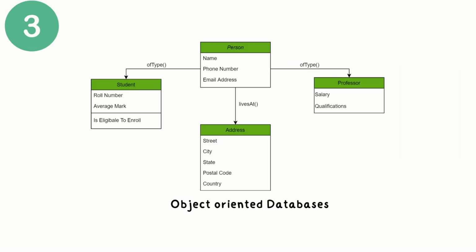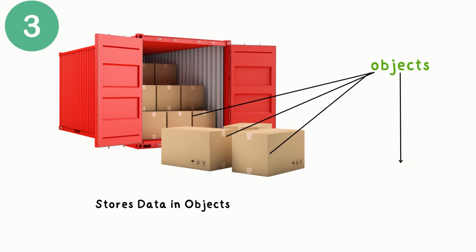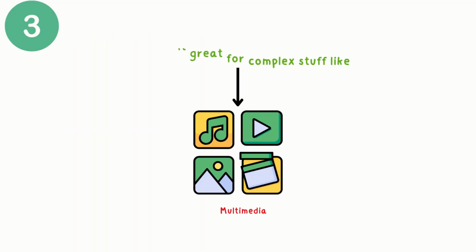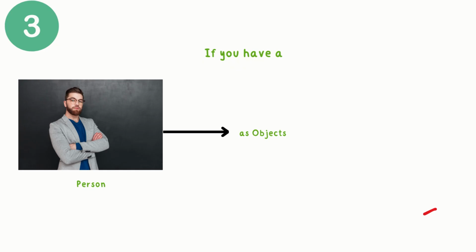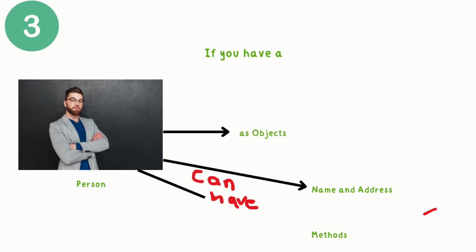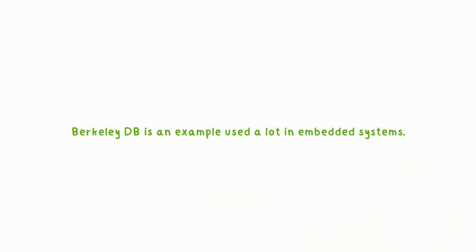Next, object-oriented databases. These store data in objects, just like in programming. So each object has data and functions, which makes it great for complex stuff like multimedia. If you have a person object, it can have a name and address, and even a method to get the latest address. Berkeley DB is an example used a lot in embedded systems.